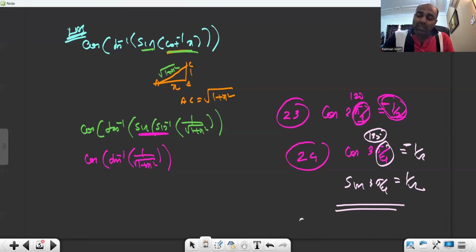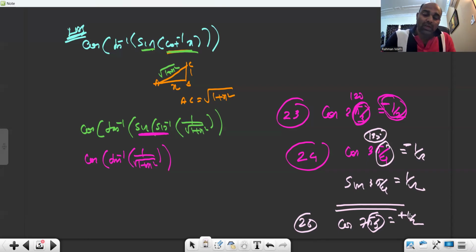Okay, there is a 26th hint. Cos 7 pi by 3. Cos pi by 3, how much? Cos 60 is 1 by 2. So 7 into 60 is 420. 420 is in the first quadrant, so it is positive. If negative were coming, you can see what will happen. The remaining things you have to try by yourself.